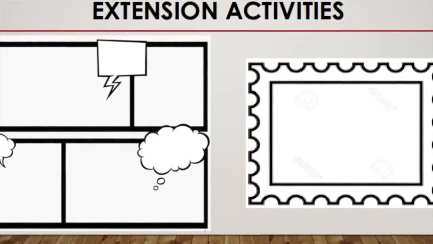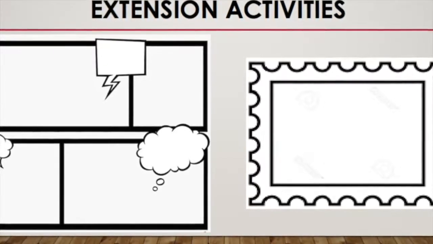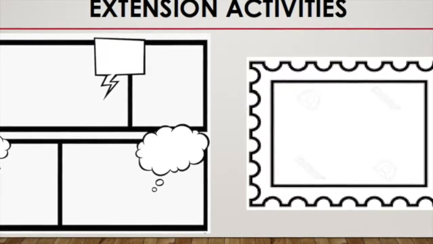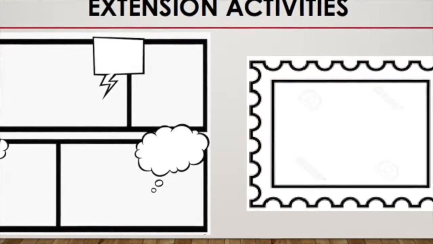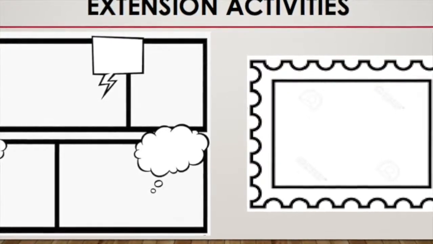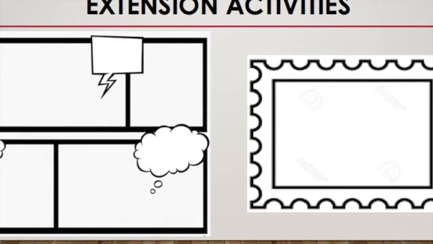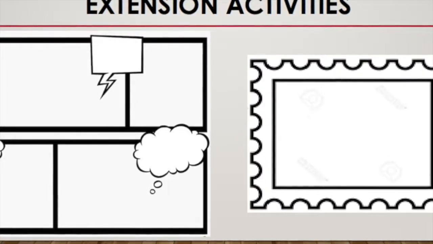The second extension activity option is to create a stamp. Your stamp should honor and recognize one of the 4 key figures we've learned about. Your stamp can include pictures, words, symbols, or other artwork.